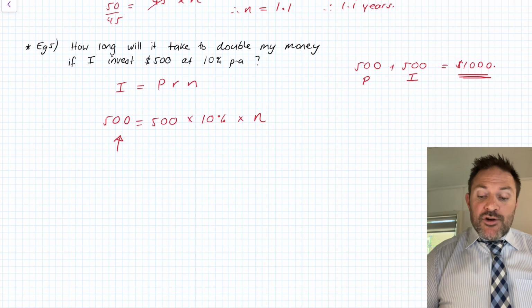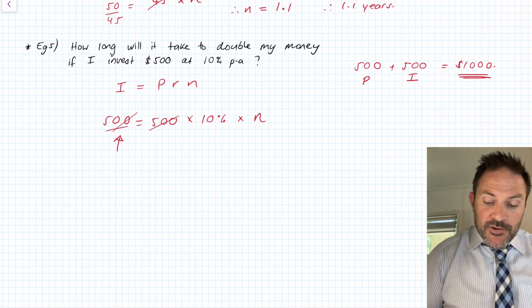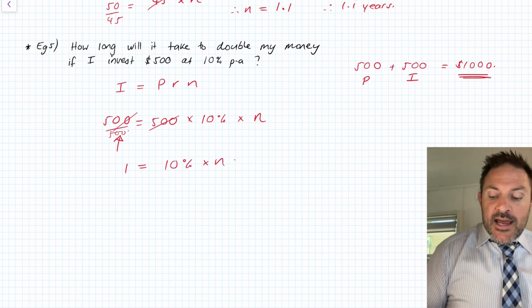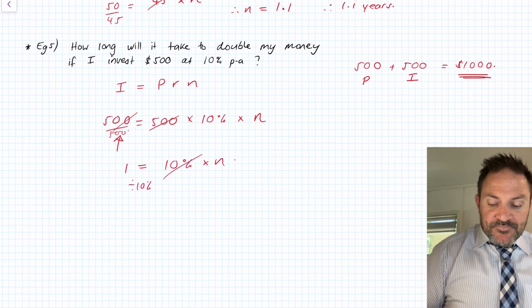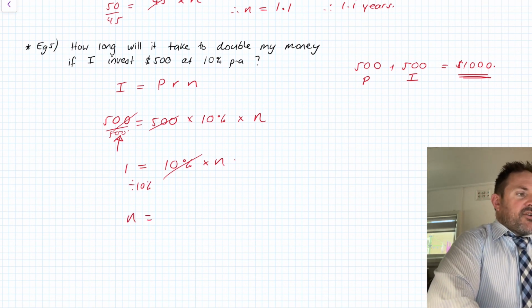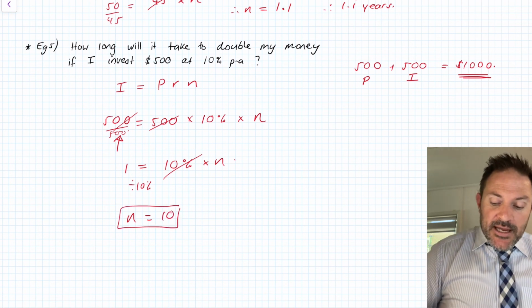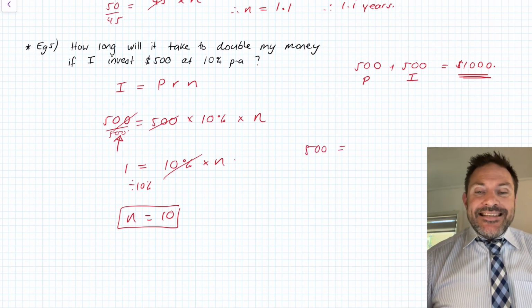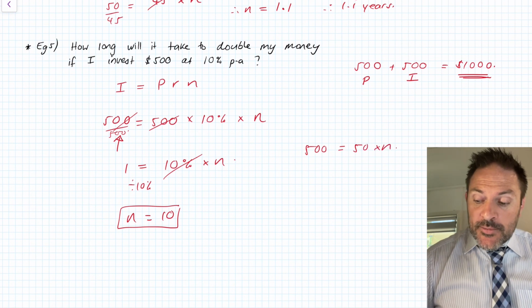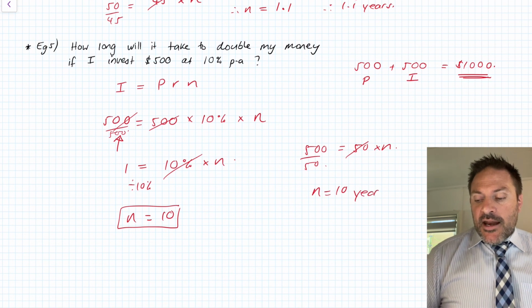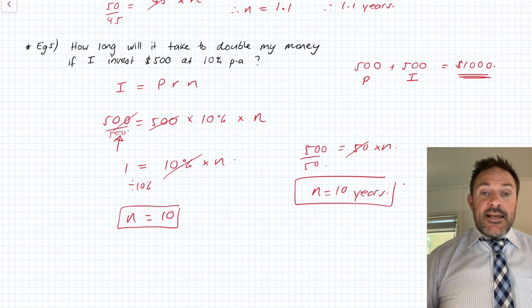Okay, you could do 500 divided by 500. If I divide by 500, that makes 1 equals 10% times N, and I could divide by 10%. Do it on your calculator, or you can do it in your head, because you're only doing 1 divided by 0.1, which you should know is going to be 10, so we simply get 10 years. Likewise, you could say 500 equals 10% of 500, which is $50, times N, and then you can divide by 50, still getting N equals 10. And either way, we can say N equals 10 years.